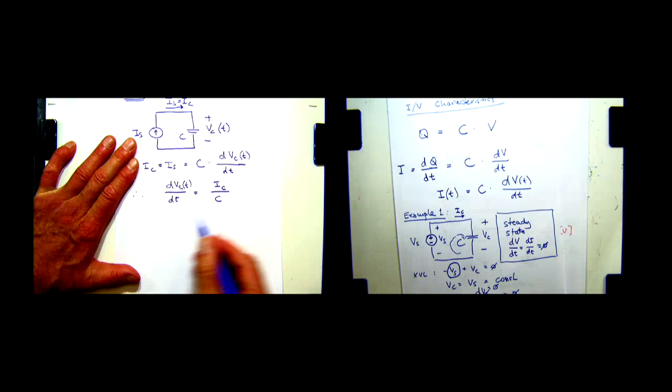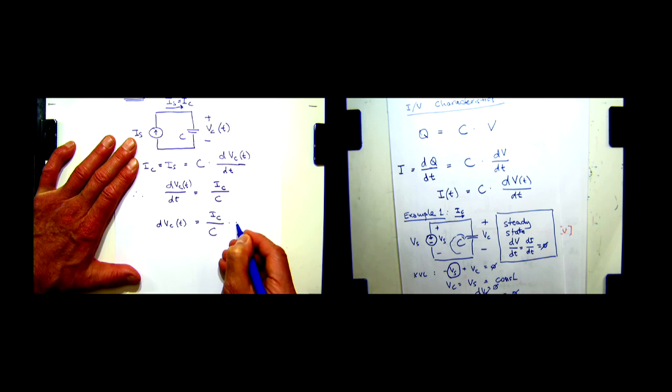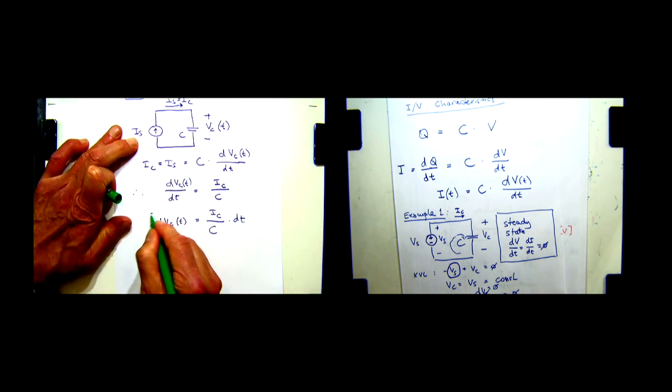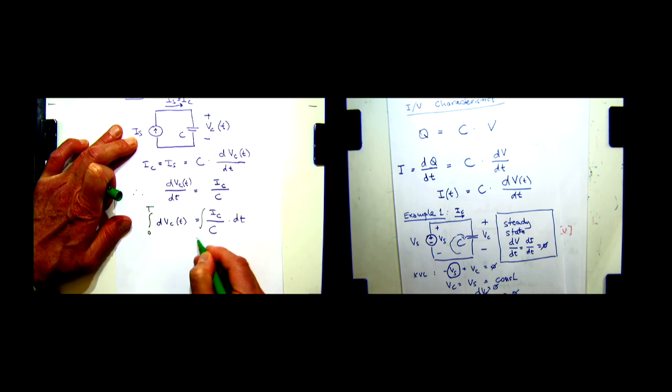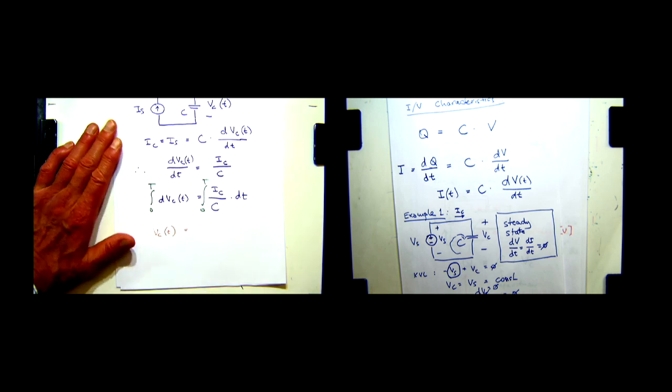Well, we put the dt on the other side, so we multiply with dt, so we have dVc of t is equal to Ic over C times dt. Then we're going to do an integral on both sides from 0 to some interesting time t. And then what's the left side here? Well, the left side is simply going to be equal to Vc, and again, that's a function of t. It's going to change. And what's the right side? Well, let's assume that the current is constant and the value of the capacitance is also constant, so we can pull those out of the integral. So it's going to be Ic over C times the integral from 0 to t dt.